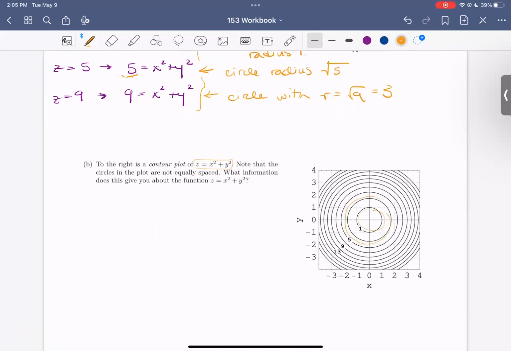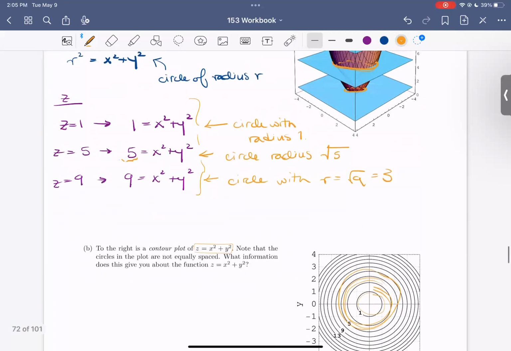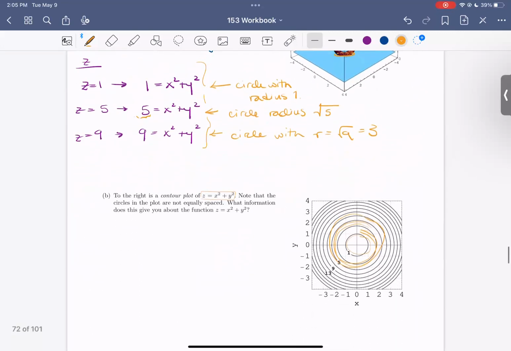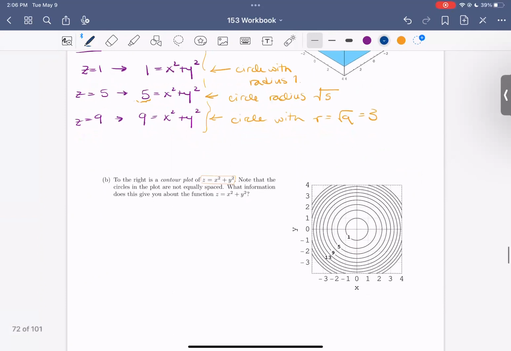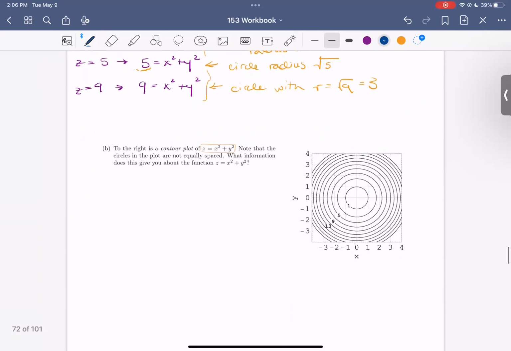We have circles, which is maybe not surprising for contours of the given function, but they're not equally spaced. To get from the circle of radius 1 to the next circle, we go a certain distance, and then to get to the next one, the distances between those circles get smaller and smaller. What are we asked? What information does this give you about the function z equals x squared plus y squared?